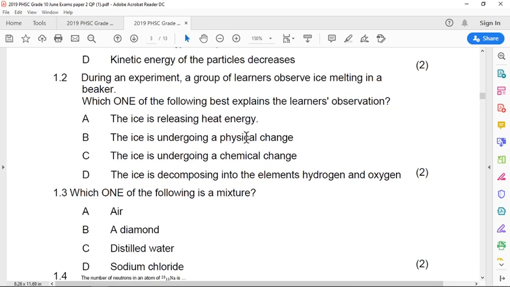During an experiment, a group of learners observe ice melting in a beaker. Which one of the following best explains the learners' observations? The ice is releasing heat energy. It's melting. It's absorbing energy if it's melting, not releasing it. The ice is undergoing a physical change. This looks possible. Let's see if there's any other more possible answer. The ice is undergoing a chemical change. No, it is not. It is just changing its state. And then the ice is decomposing into elements, hydrogen and oxygen. No, water is very stable. You have to do electrolysis to make this happen, so this is also wrong.